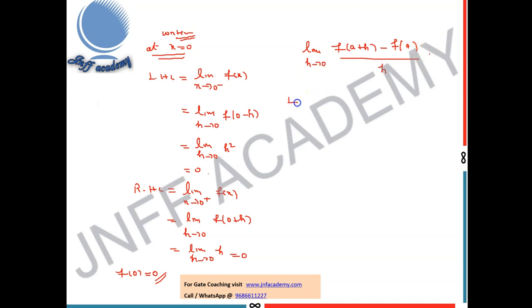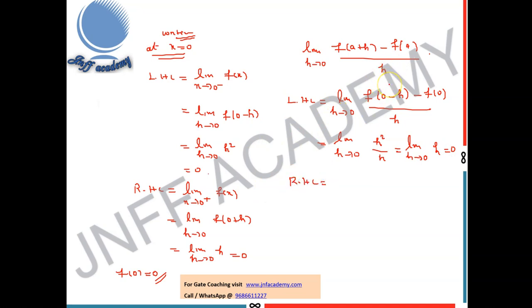So what is this limit? Limit h tends to 0, f of 0 minus h minus f of 0, divided by h. Because this is the left hand limit, you have to put 0 minus h. What is the function? Limit h tends to 0, f of minus h. This is the left hand limit, so you have to take x square. So what will come? H square minus 0 square by h. So limit h tends to 0 of h is equal to 0. If the limit exists, then the derivative exists. So you have to check the left hand limit and right hand limit for this one.